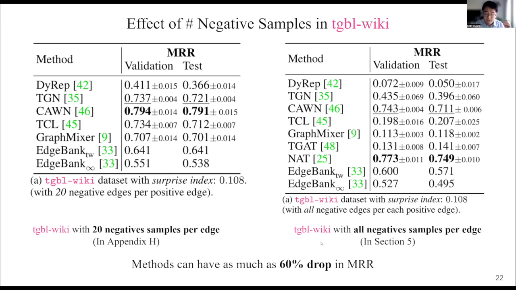Right. So all negative. There's a question from the audience. All negative means that you basically take your positive edge, U, V, and T, and then you take the U, and then you evaluate on all the possible V that are not true edges. So that's what we mean by all negative edges. Basically all the possible destinations that don't exist.